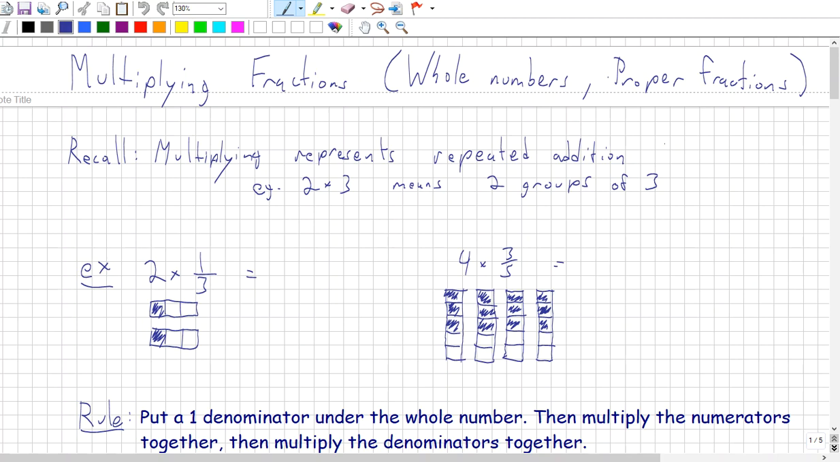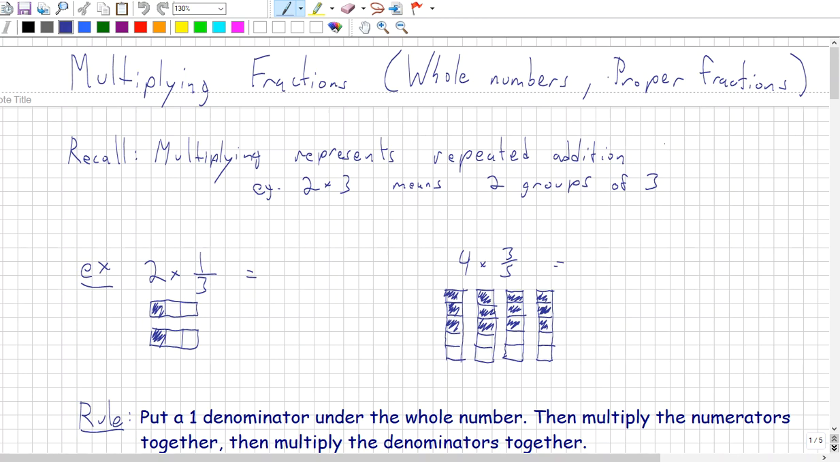So multiplying represents repeated addition. Recall that, right? So 2 times 3 means 2 groups of 3. So we could say 3 plus 3, or we could say 3 groups of 2, 2 plus 2 plus 2, right? So multiplying is just like repeated addition. So we're going to take that concept and now we're going to apply it to fractions.